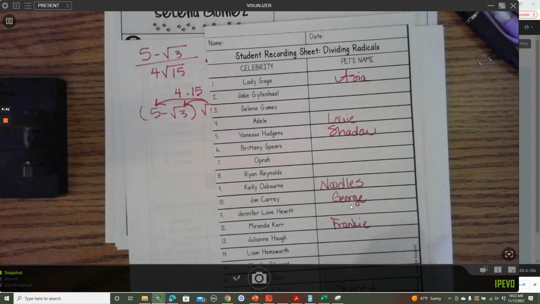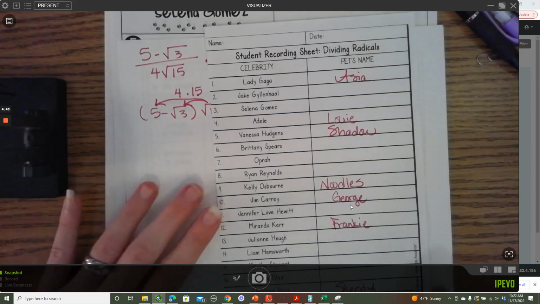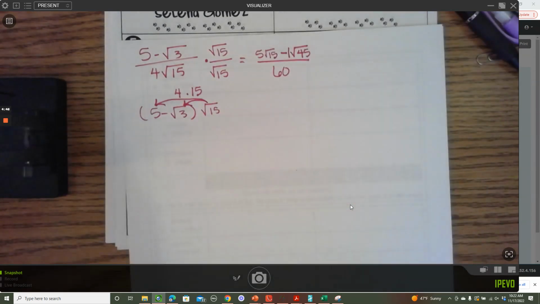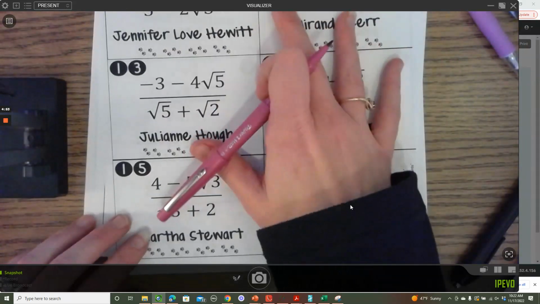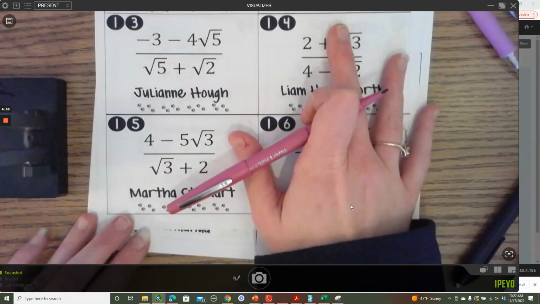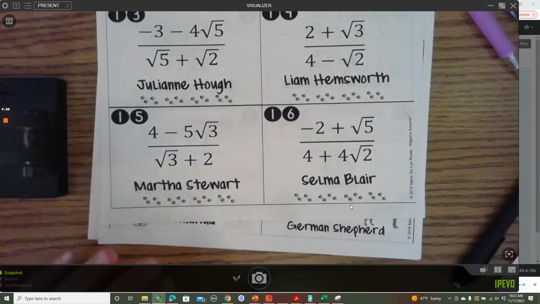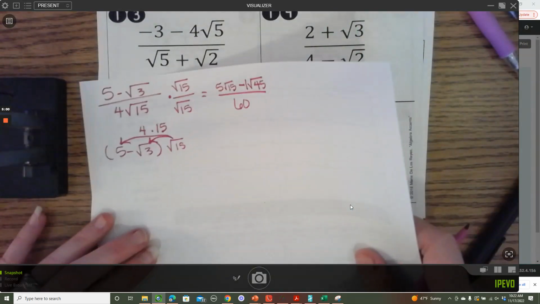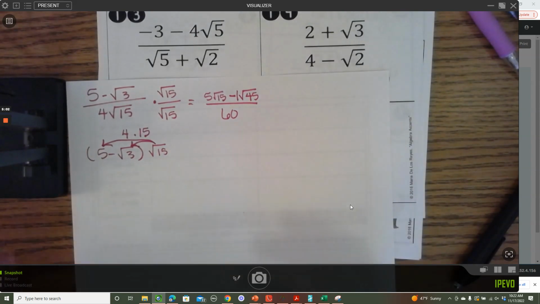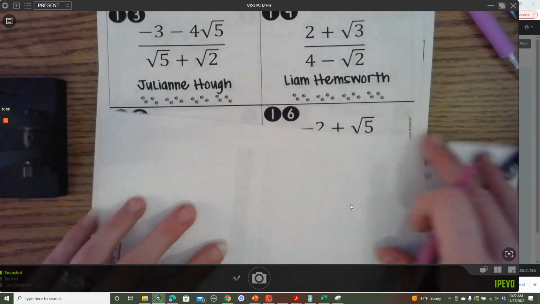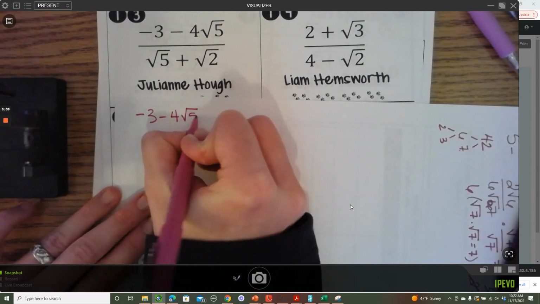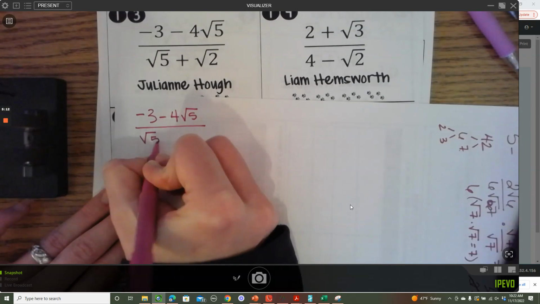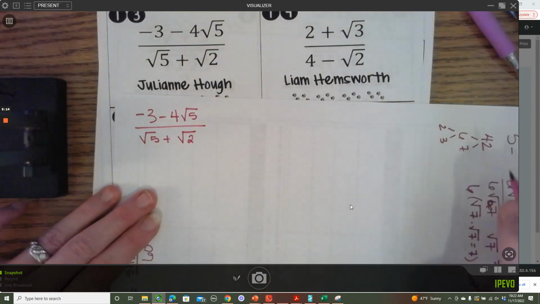All right, let's jump to 13. Is that right? Yeah, 13. All right. So now this is more level 2. This is monomials. All right. So negative 3 minus 4 times the square root of 5 over square root of 5, square root of 2.